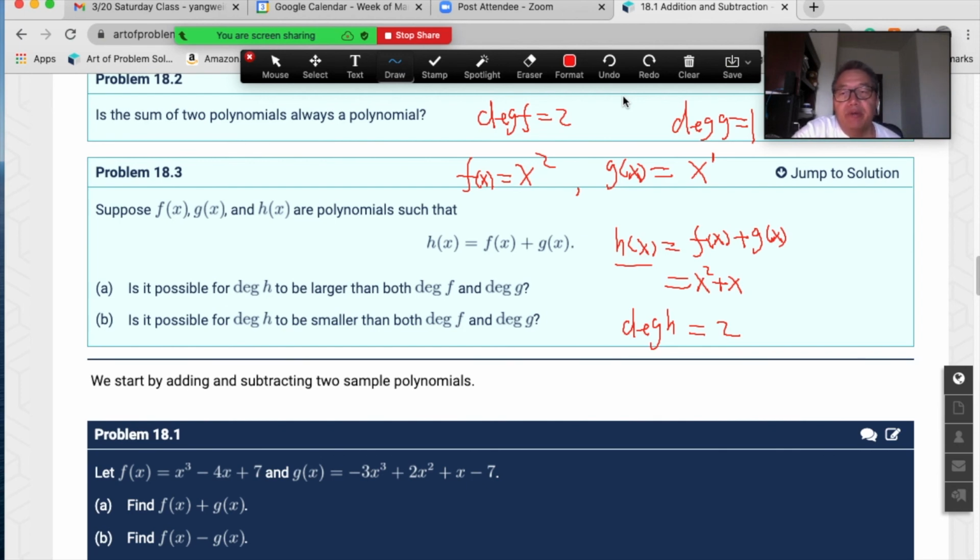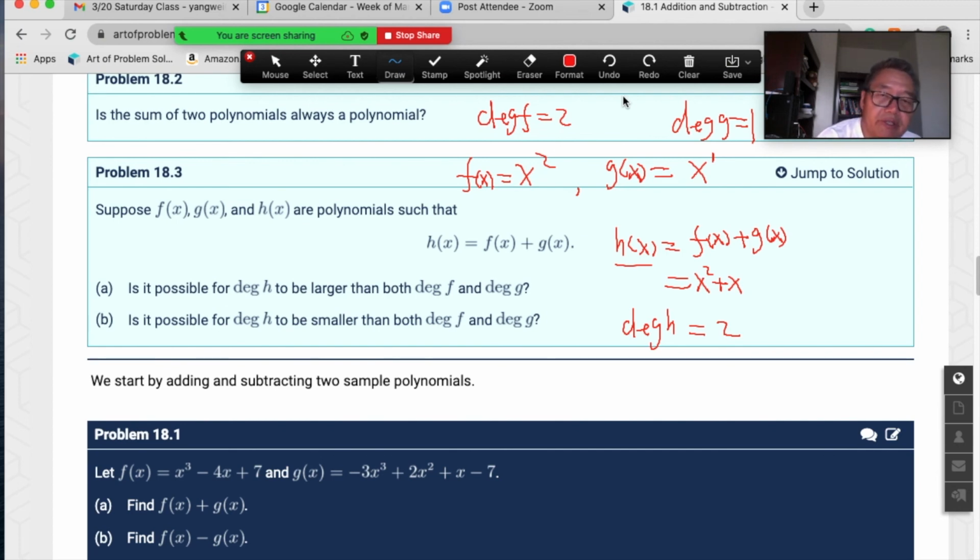Okay, so then what's your answer for B? Oh, B, we just proved it in one of the other problems, and that answer is yes, because it's possible for the degree of f to be, say, 3, and the degree of g is also 3. But say the leading term of f is 3x cubed, and g is negative 3x cubed. They cancel out, and it's smaller.